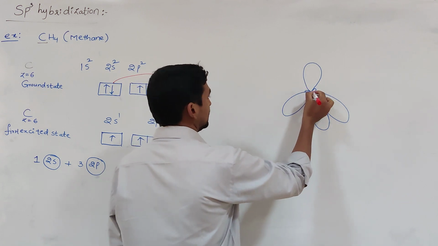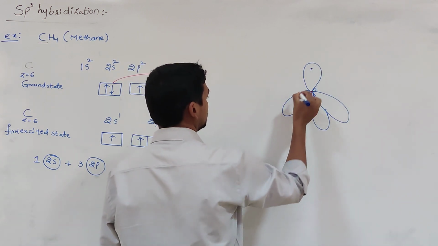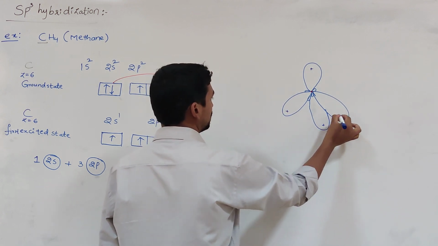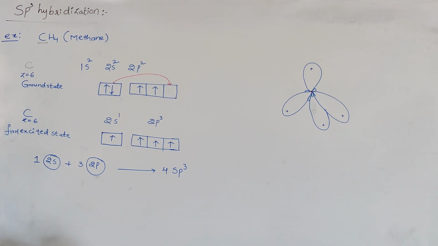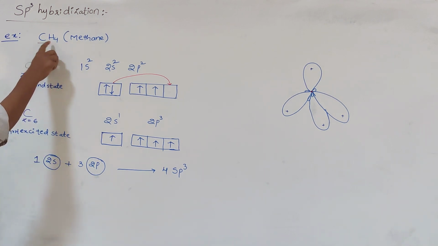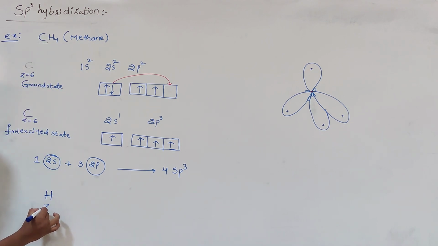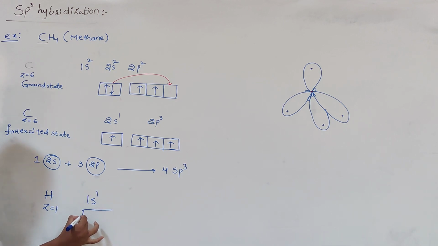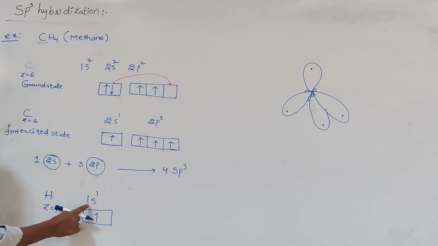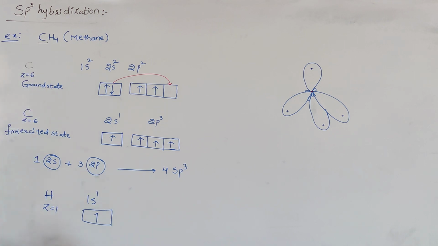So now at the center, this is the carbon atom, and these 4 are sp3 hybrid orbitals. Each sp3 hybrid orbital is overlapped with the 1s orbital of a hydrogen atom. Hydrogen is Z equal to 1, 1s1, so only one electron is present. This 1s orbital is overlapped with an sp3 hybrid orbital of the carbon atom.